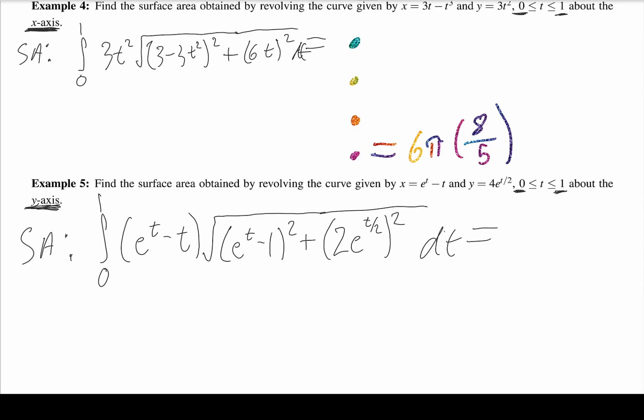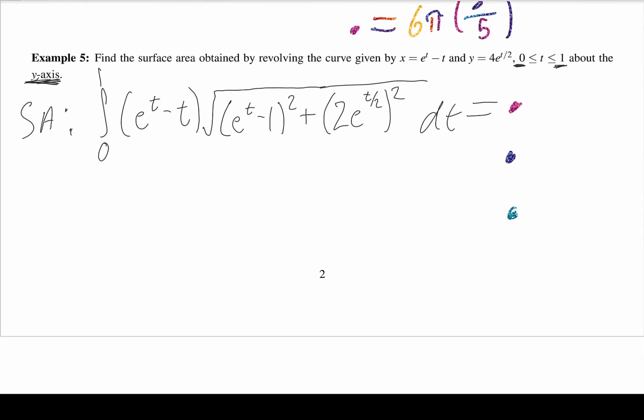Okay, so then another practice problem. This should end up giving you 2 pi times e squared over 2 plus e minus 3.